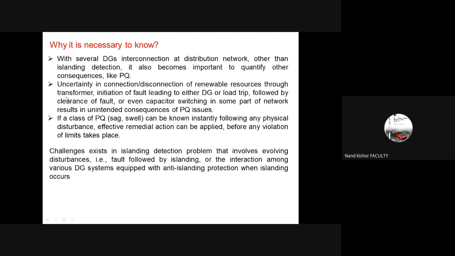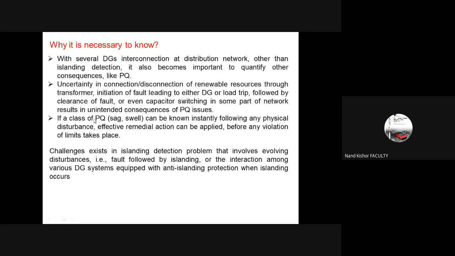That is taking place at the transformer, or maybe the initiation of any fault leading to either DG or load trip, because there is an uncertainty in all these events that may take place, which will be followed by the clearance of the fault, or maybe you have a capacitor switching in some other part of the network, right? So these are all unintended consequences related to power quality issues. That's why this is important, why we want to address the evolving disturbances here.